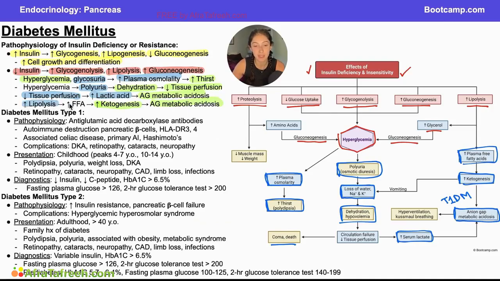The increased lipolysis can lead to increased free fatty acid release, which will cause the ketogenesis, and finally the anion gap metabolic acidosis. So this is a basic overview of the pathophysiology of insulin deficiency or resistance.